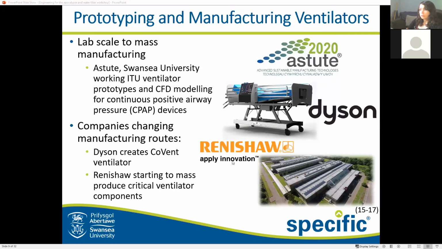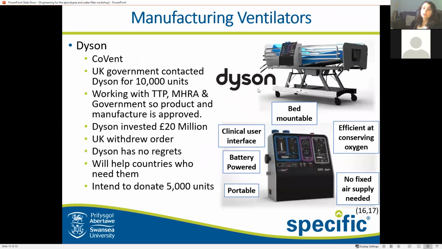So these are really good things, but to go a little bit more into the engineering design, one that I found particularly fascinating is Dyson's Covent. After being contacted by Boris Johnson, Sir James Dyson had Dyson both develop and create the Covent ventilator within only 30 days, which is quite an impressive turnaround time for engineering designs.